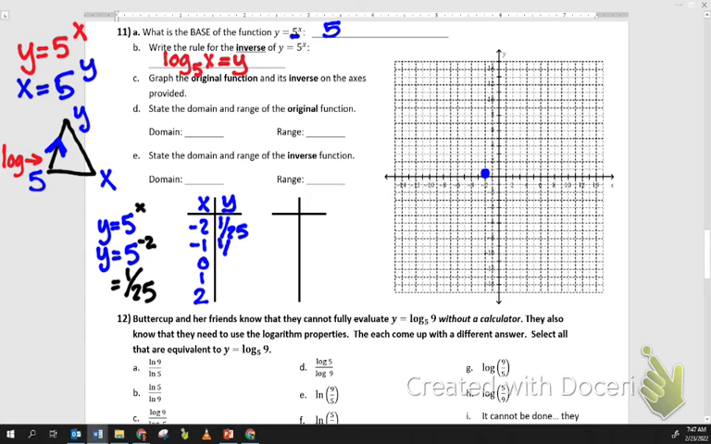And I keep going. I keep plugging my x values into that original one. My second point is negative 1, 1/5, so right above the first one. When my x is 0, I know that anything to the 0 power is 1. So I have 0, 1.